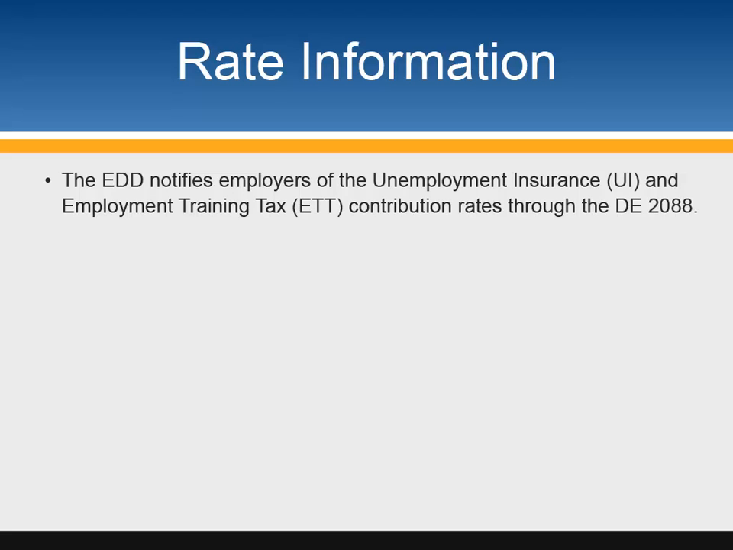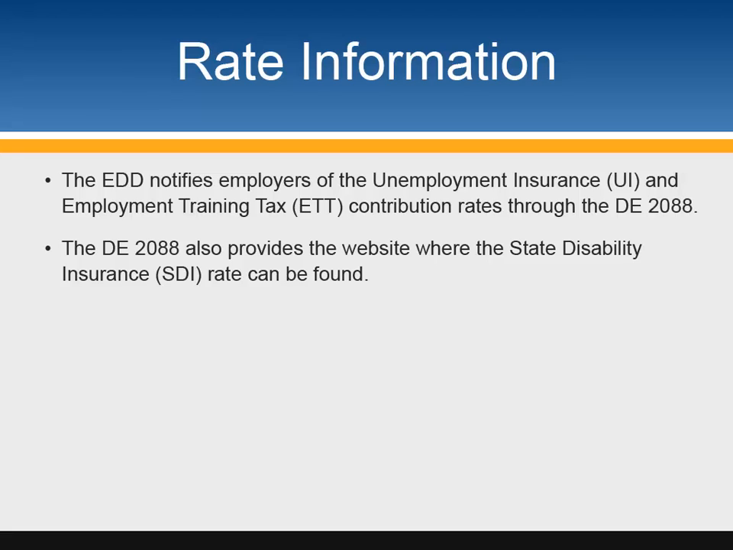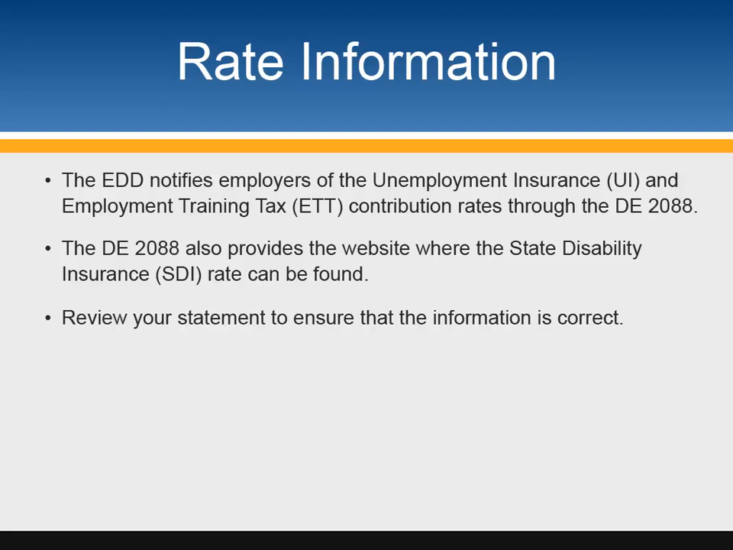On an annual basis, we notify tax-rated employers of their unemployment insurance, UI, and employment training tax, ETT, contribution rates through the DE 2088. The DE 2088 also provides the website where the State Disability Insurance, SDI rate can be found. It is important to review your statement to ensure that the information is correct.